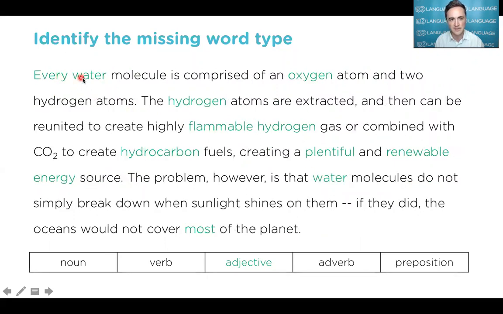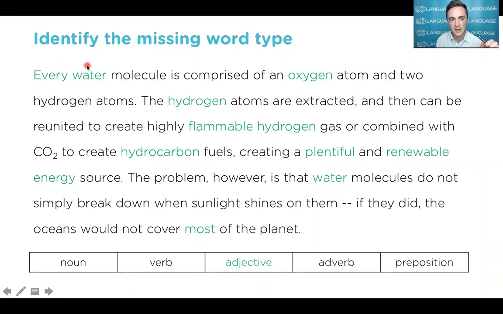For example, every water molecule. So water here is a noun, but it's acting as an adjective. So flammable, hydrocarbon, plentiful, renewable, most. A little bit of a technical thing here is that, for example, oxygen is a noun, but in this context, it's acting as an adjective for the word atom. Atom is the noun, it's an oxygen atom. So it's describing that noun atom.